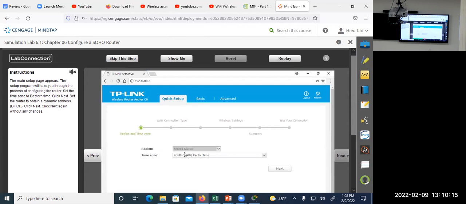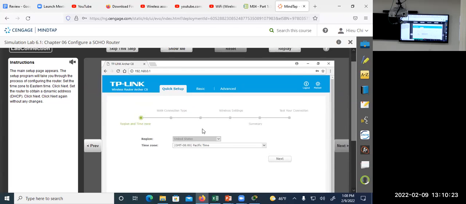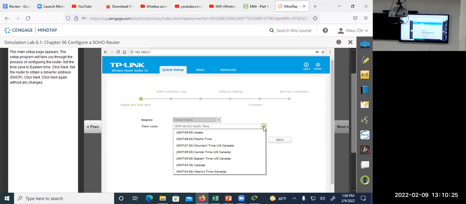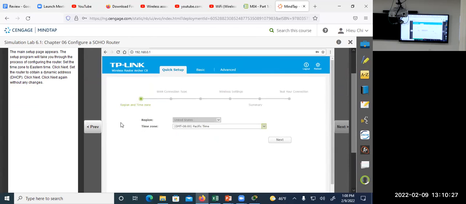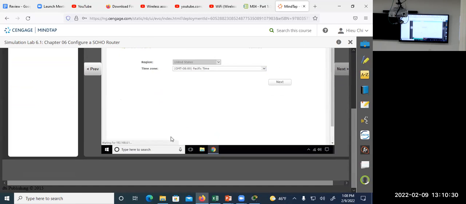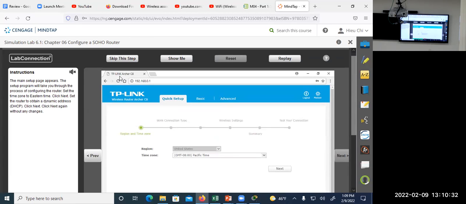Set the time zone. Why am I not able to change it? Okay, this one is very, very straightforward. I don't want to go into detail for this one. Why am I not able to skip here? Skip.